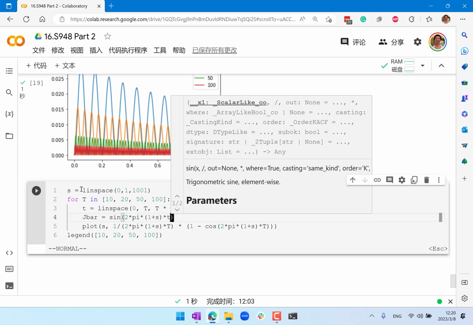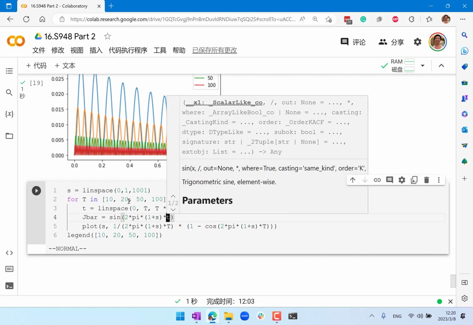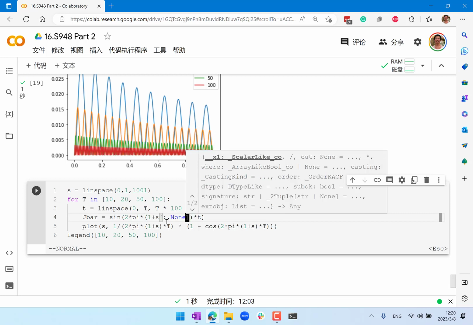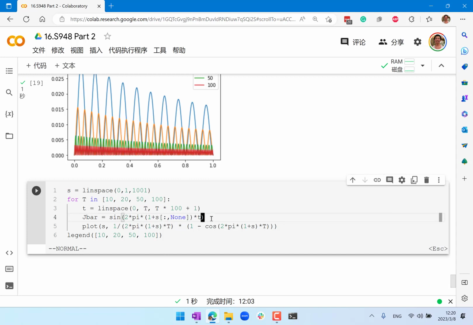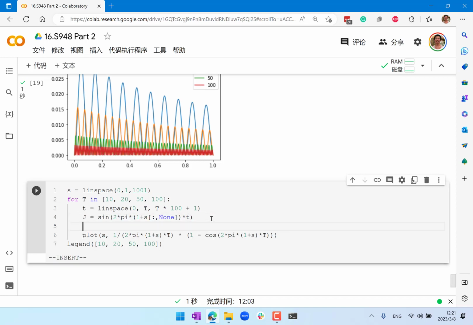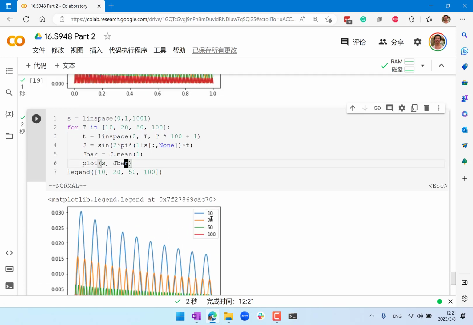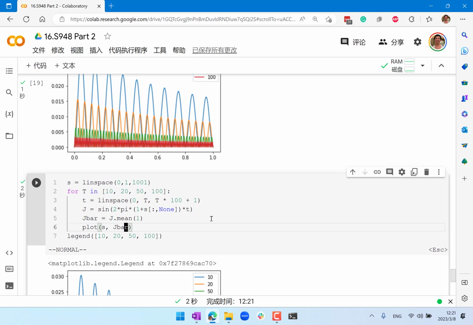Actually I need to make a new dimension because s is a vector. So I'm making the second dimension the time dimension and the first dimension the dimension of s. So J is equal to that, and J bar would be equal to J averaged over the second dimension. So I'm going to plot s versus J bar. Okay, so it's the same behavior as previously. So I'm reproducing this using a square window, not windowing at all. Now let me make another plot.